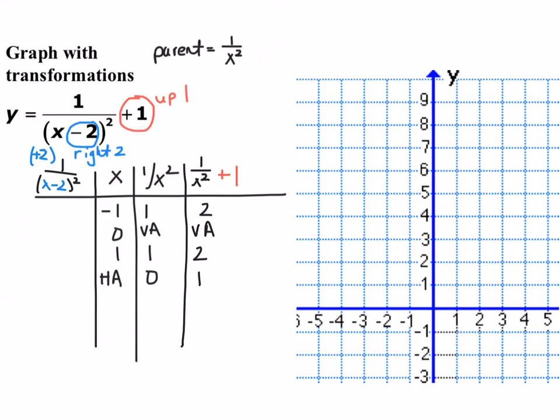the right. So -1 plus 2 is 1, 0 plus 2 is 2, 1 plus 2 is 3, and then our horizontal asymptote doesn't change. So now the point that was originally at -1, 1 is at 1, 2. The vertical asymptote that was originally at x equals 0 is now at x equals 2. The point that was originally at 1, 1 is now at 3, 2, and the horizontal asymptote that was originally at y equals 0 is now at y equals 1.